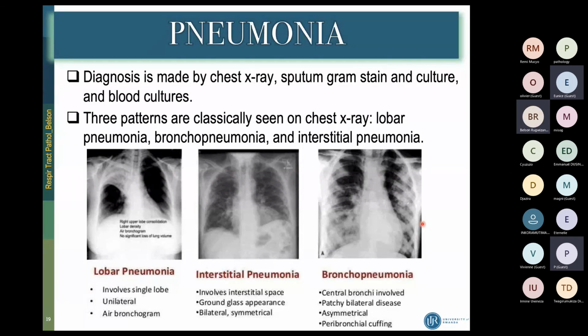So pneumonia then has three patterns. Hariyo bita lobar pneumonia. Imwe akaba bronchopneumonia. Okay, ndasimbutse bronchopneumonia yo ifata lobule. This is a lobar pneumonia and this is a lobar. So nkanga murabona kuri X-ray, I hope you know to interpret this.